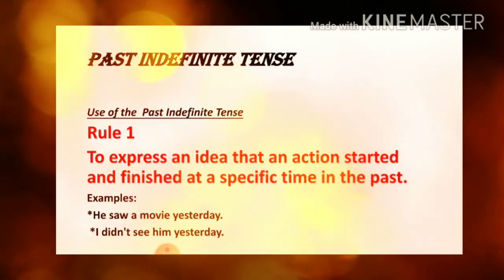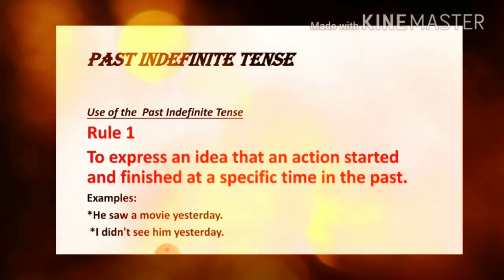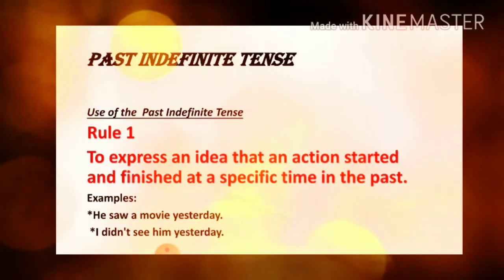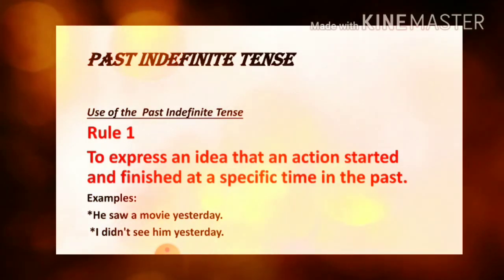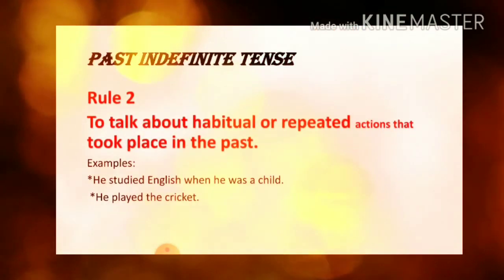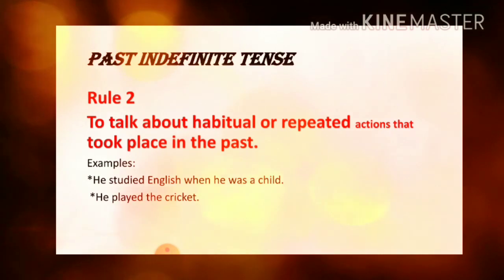And the next one is, I didn't see him yesterday. So here you can see it is also indicated that something is described in the past and also happened in the past, about the not happening, that is, seeing him yesterday. Second rule, to talk about the habitual or repeated action that took place in the past.